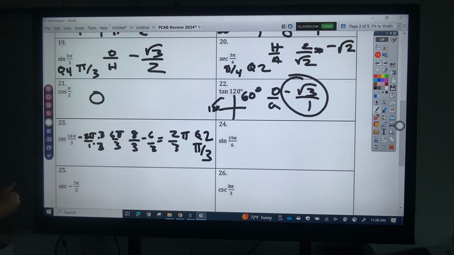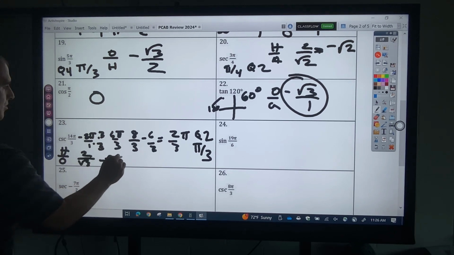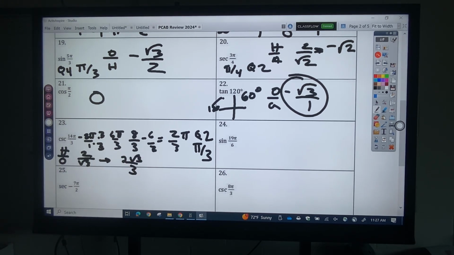Okay, so that's the 60-degree triangle, or the pi over 3 triangle. We got H over O, so it's 2 over the square root of 3, which we know will be 2 square root of 3 over 3, and since it's in quadrant 2, that would remain positive.